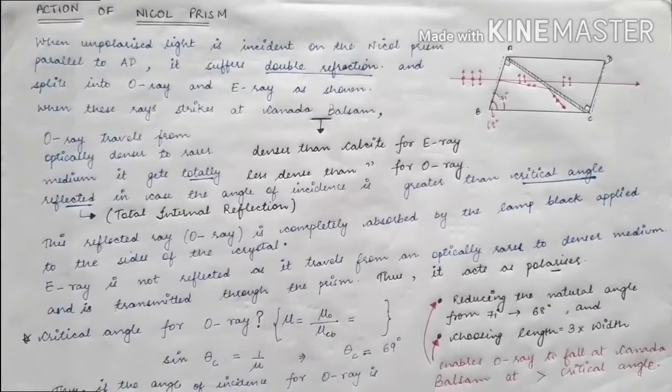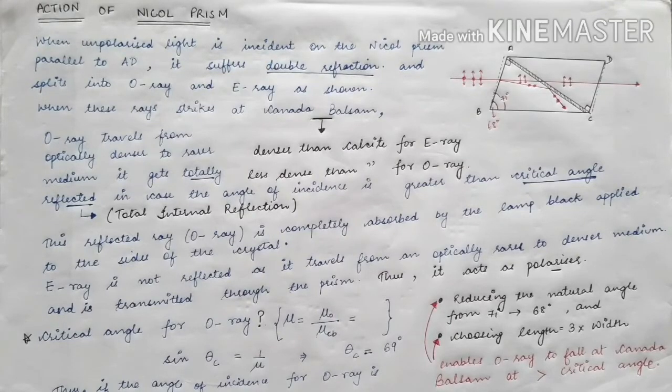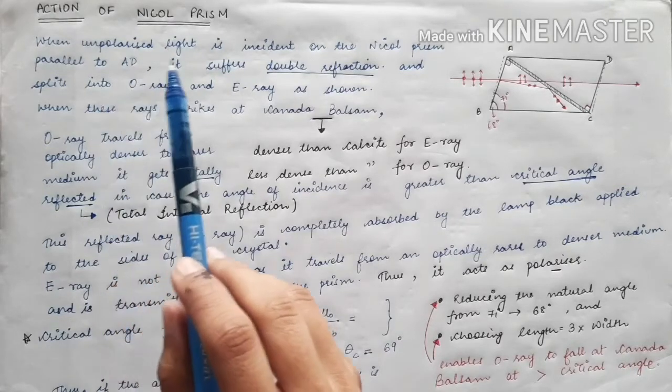Now we are going to see the working of the Nicol prism. In the previous lecture we introduced you to the construction of the Nicol prism. Now we are going to look at its working, that is, how the Nicol prism helps us in obtaining plane polarized light. So we are going to discuss the action of the Nicol prism.